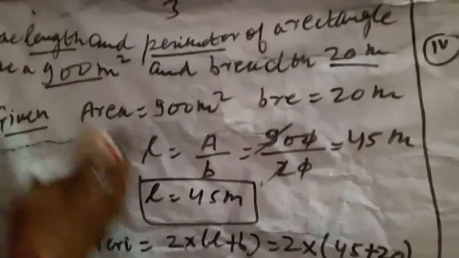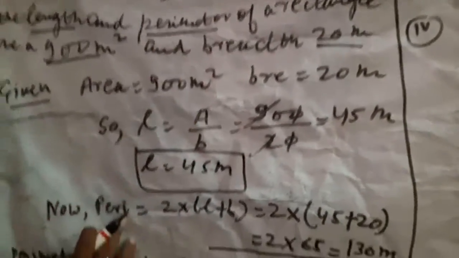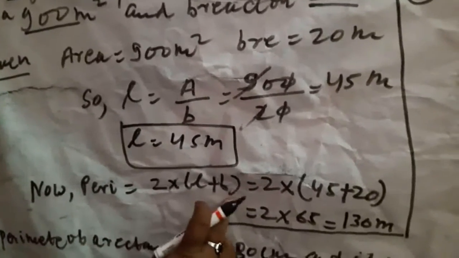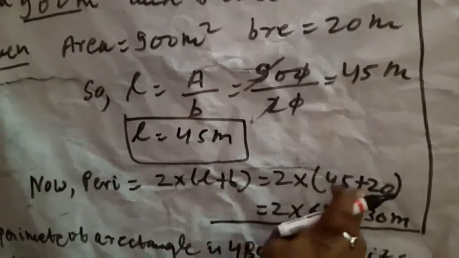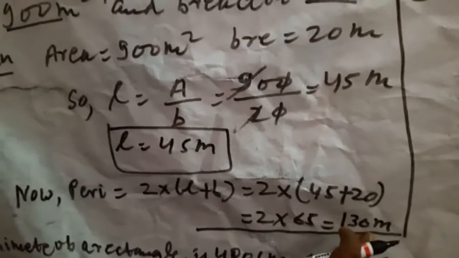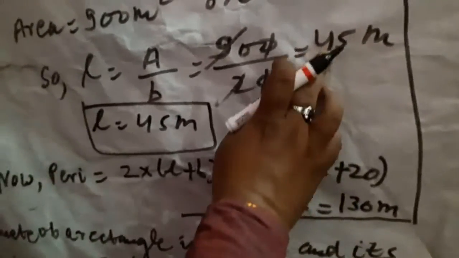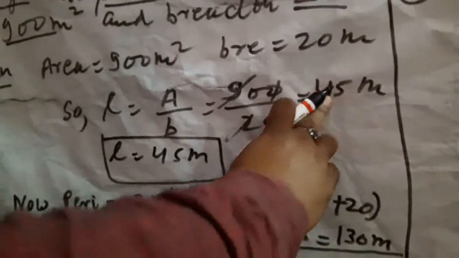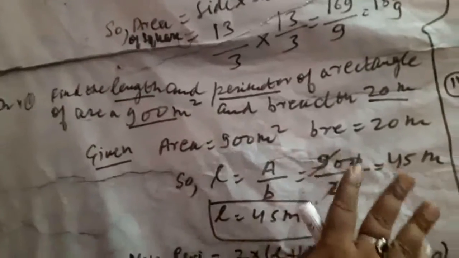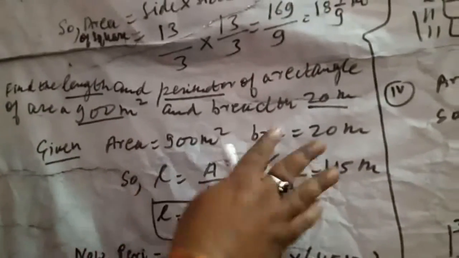So you have found length. Now you find perimeter. Perimeter is equal to 2 into (L plus B), is equal to 2 into (length plus breadth), and after that your answer comes 130 meter. This is the perimeter and this is the length. Now the fourth question's second part you can do easily. Use your mind.